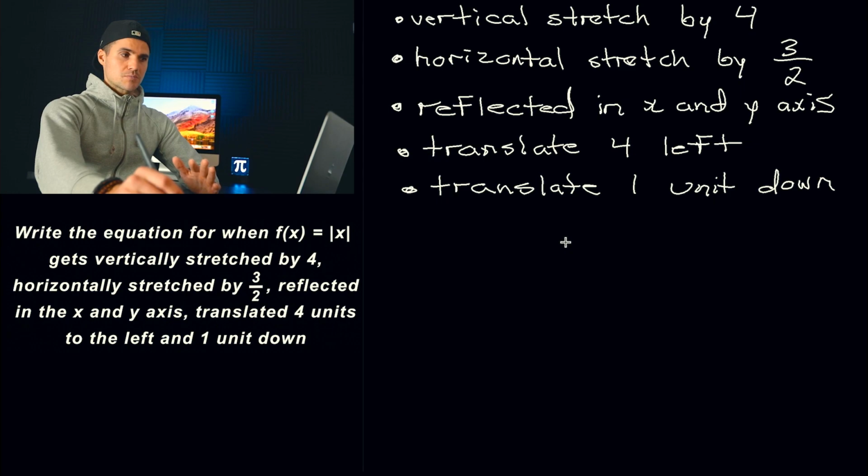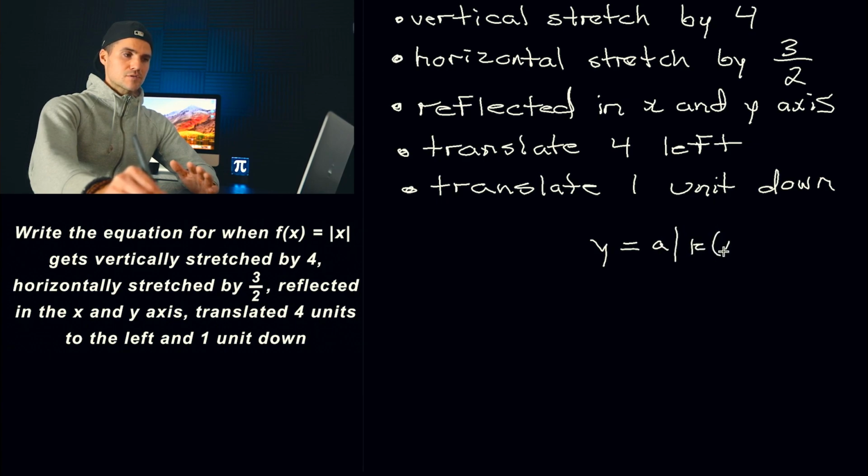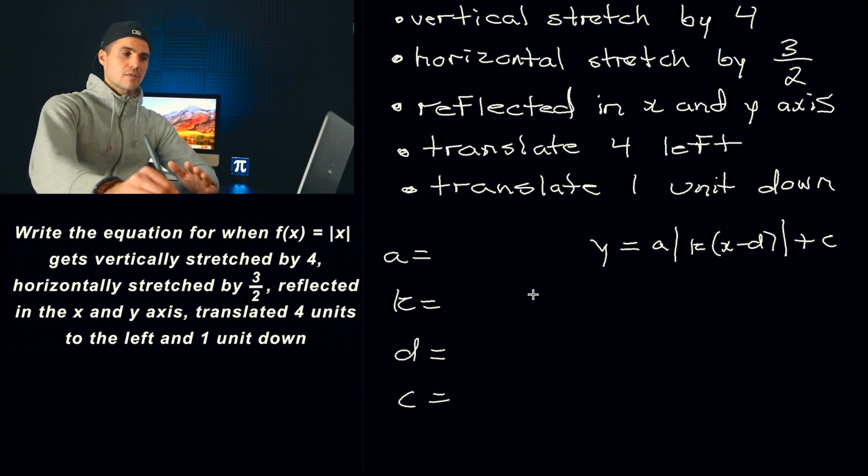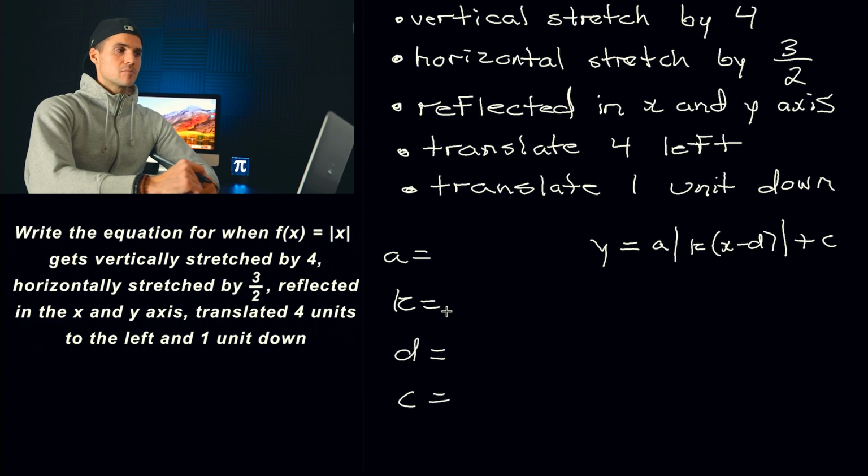You could pause the video at this point. Try to make an equation. Remember, with the absolute value, the general equation is a, absolute value of k bracket x minus d, plus c, right? So try to go through these transformations, list out what the a, k, d, and c values are, and then plug those into the absolute value function and see if your answer is going to be the same as mine. It's good practice.